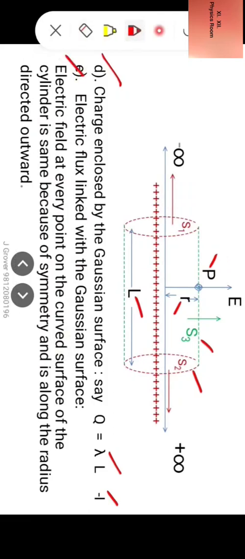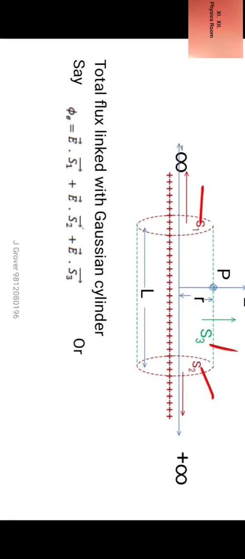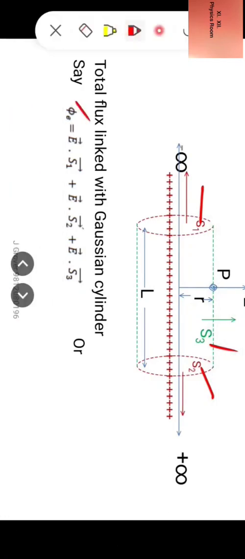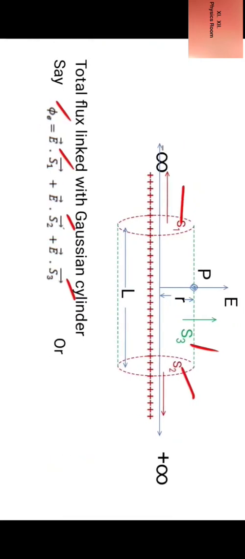E. Electric flux linked with the Gaussian surface. Electric field at every point on the curved surface of the cylinder is the same because of symmetry and is along the radius directed outward as shown in the diagram. Now the Gaussian cylinder has 3 surfaces, S1, S2 and S3. The total flux linked with the whole cylinder is the sum of the electric flux linked with each surface. The total electric flux linked with the cylinder would be phi E is equal to E dot S1 plus E dot S2 plus E dot S3. So this is how you can look at the dot products of the cylinder.